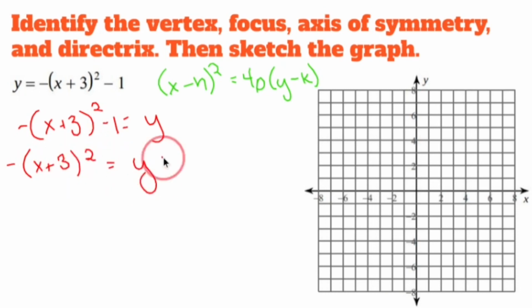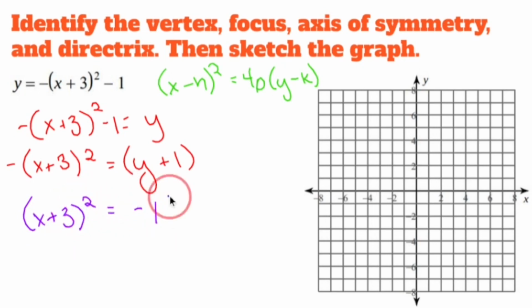So now I have y plus 1. Let's throw a parentheses around that just for funsies. And let's multiply both sides by a negative. So what we have is x plus 3 squared equals negative, and I'll put negative 1 even though I don't need to. I'm multiplying everything by a negative. There you have it. Now I can compare that to that.